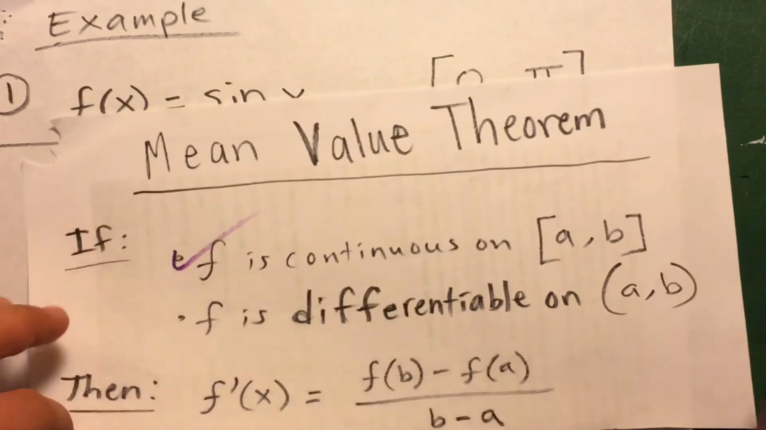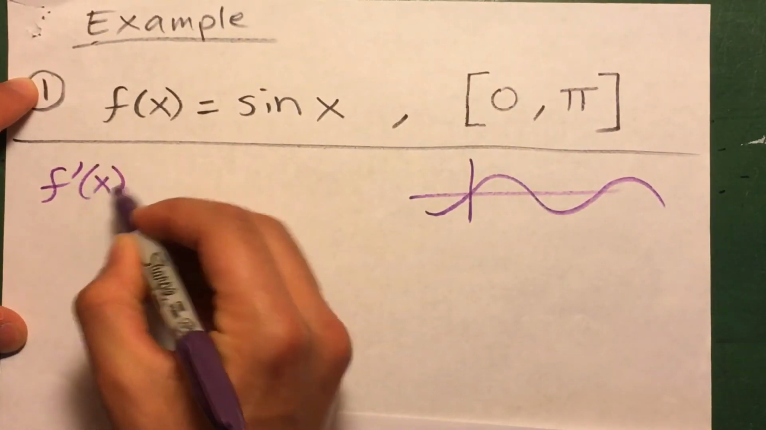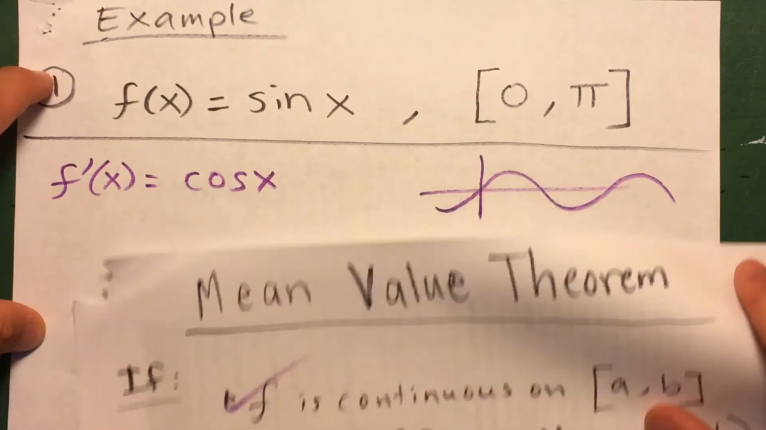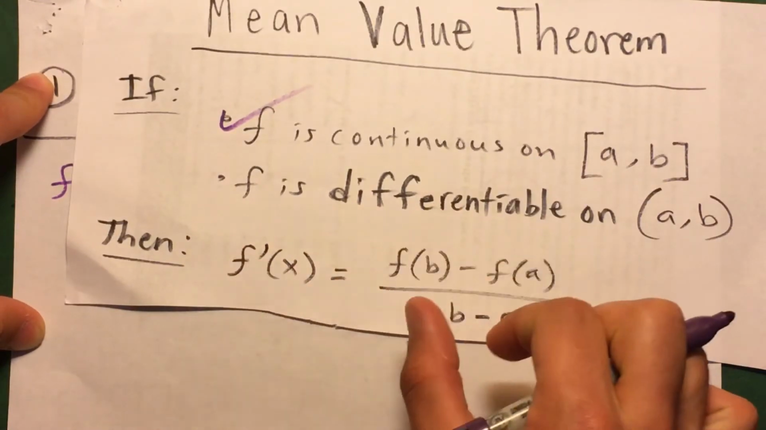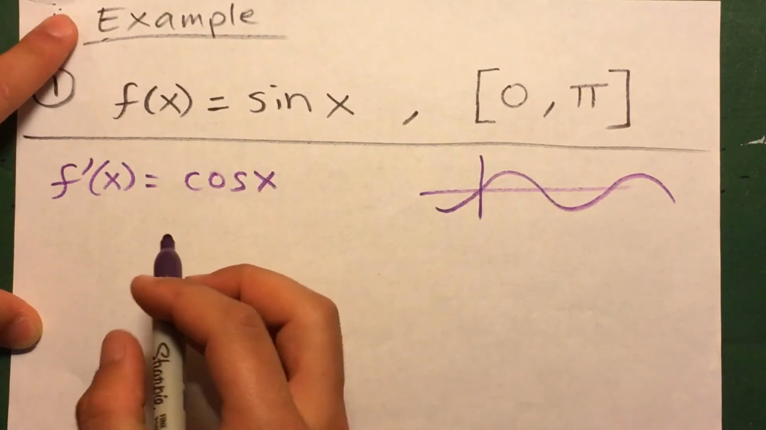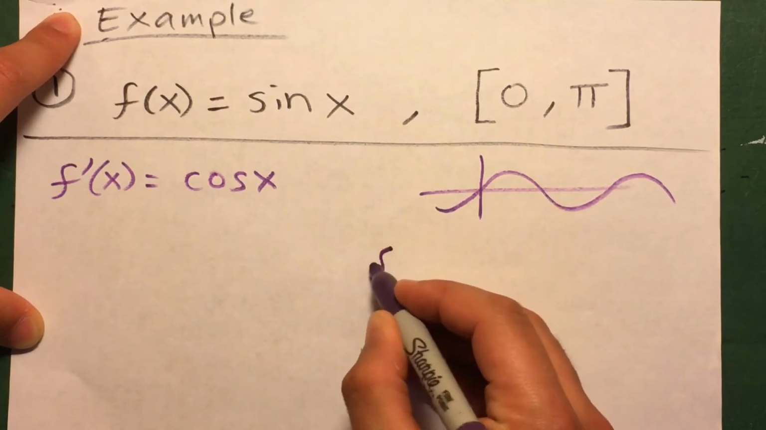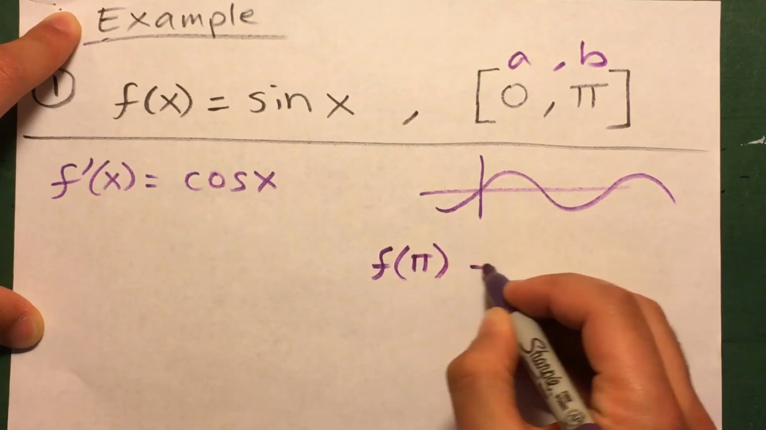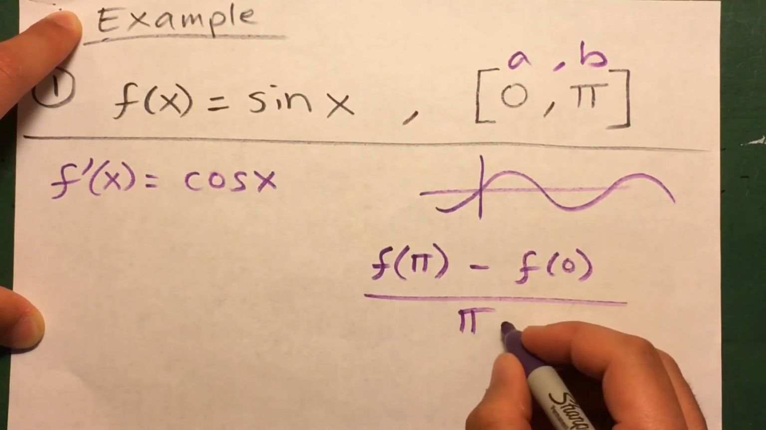And is f differentiable on the open interval a, b? Let's see. The derivative of sine of x is just cosine of x, and it is differentiable, yeah. There's no problem there. And then now all I have to do is set the derivative equal to this right here, f of b minus f of a over b minus a. All right, so that f of b minus f of a, let's begin. F of, what's b? See, a comma b. B is pi, so f of pi minus f of 0 over pi minus 0, b minus a.